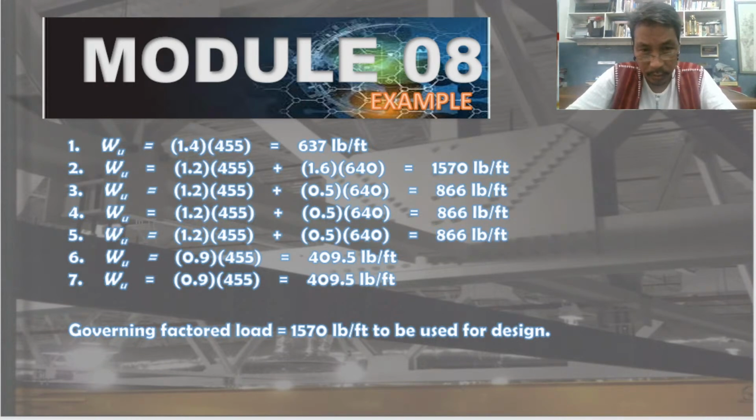Equation number 4. There is no rain load and no snow load, therefore equation number 4 is 1.2 dead load plus 0.5 times 640 again. So 3 and 4 will have the same answer because there are only 2 given loads. Same 866. Equation number 5, 1.2 dead load plus 0.5 times 640. 3, 4, 5, they are all the same.